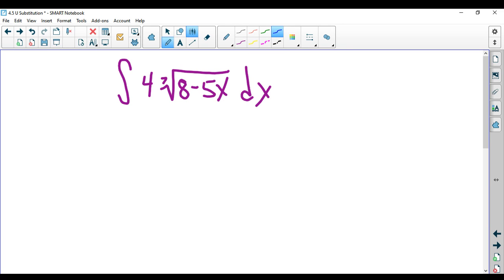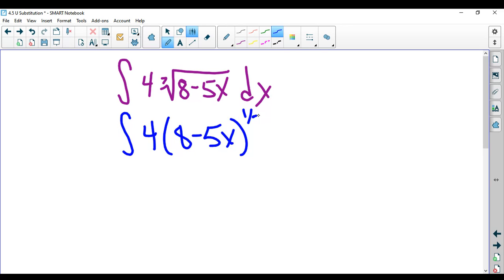I'm going to start this a little differently than the last one. Let's convert this to a power right now. This is 8 minus 5x to the 1/7. So the goal is to make it u to a power, not 8 minus 5x to a power. So we'll let u be the 8 minus 5x. U equals 8 minus 5x.